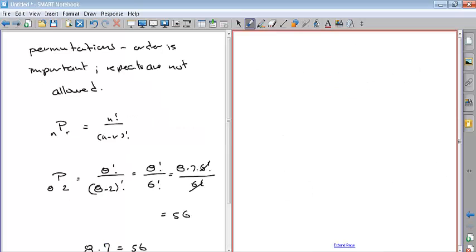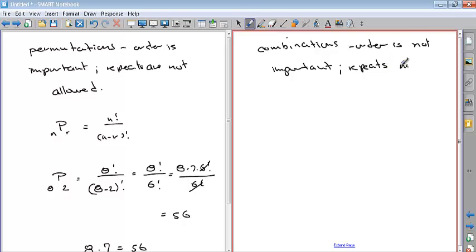So that's a permutation. You can go back and look at your test and see which ones were permutations and combinations. Then you have combinations, and this is where order is not important. So things like committees, where you're not assigning officers, but you're just choosing people, but still repeats are not allowed. So the cases of combinations are things like committees. If you see the word committee, you know to use combinations.